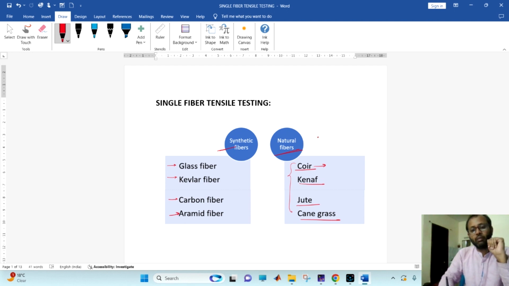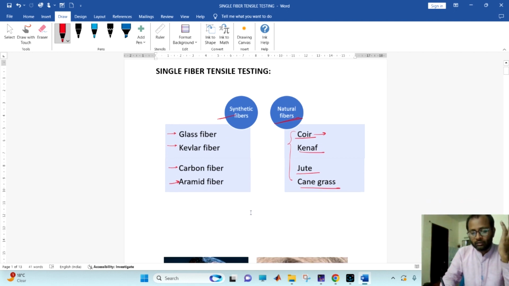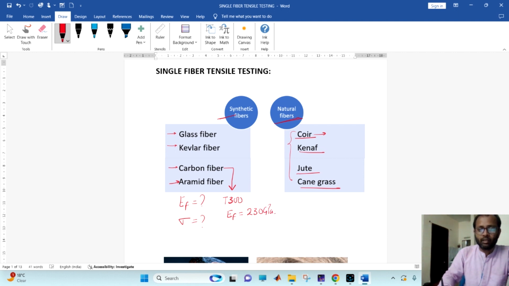So when we go to the market, generally the producer asks us what modulus of fiber we require, and what ultimate strength of fiber we require. For example, for carbon T300, the modulus of the carbon T300 fiber is 230 gigapascal and the ultimate tensile strength is 3.5 gigapascal. Very high value for a single fiber.